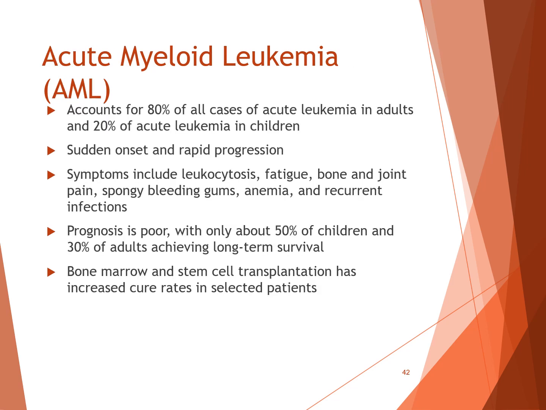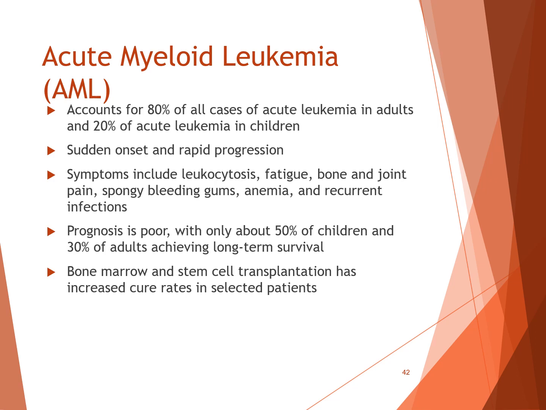Lastly, we're going to talk about acute myeloid leukemia. This type of leukemia accounts for 80% of all acute leukemia cases in adults and 20% of all acute leukemia cases in children. And because it is acute, that tells us that the onset is very sudden, and once symptoms appear, the disease progresses rapidly.